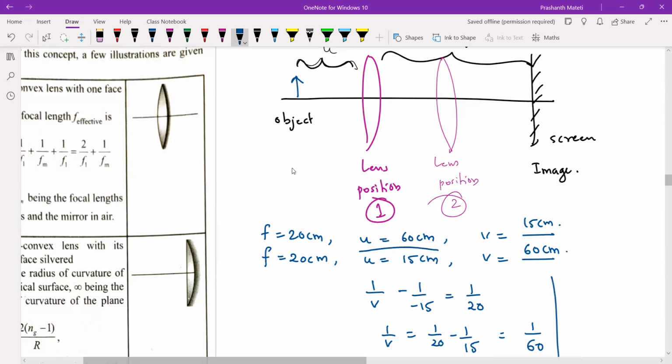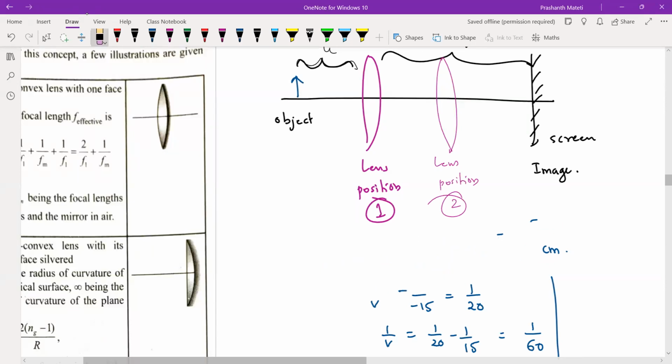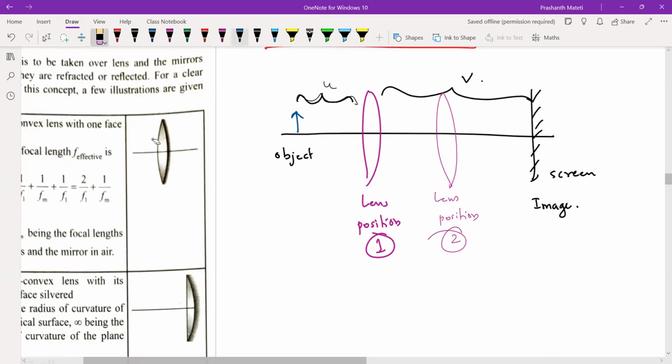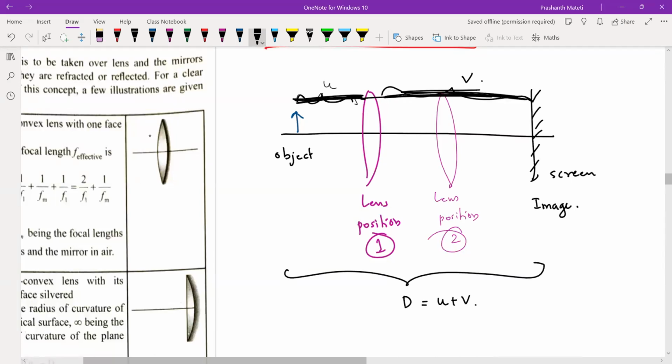That means when you exchange the positions, u becomes v and v becomes u. That means there are two distances at which the image can be captured on the screen. That is the basic principle here. Basically, in the lens displacement method, we fix the object position, we fix the screen position, and the thing which we move is the lens. This distance we call d, which can be written as u plus v, right? This is u and this is v. So u plus v can be written as d. This is the object to image distance.